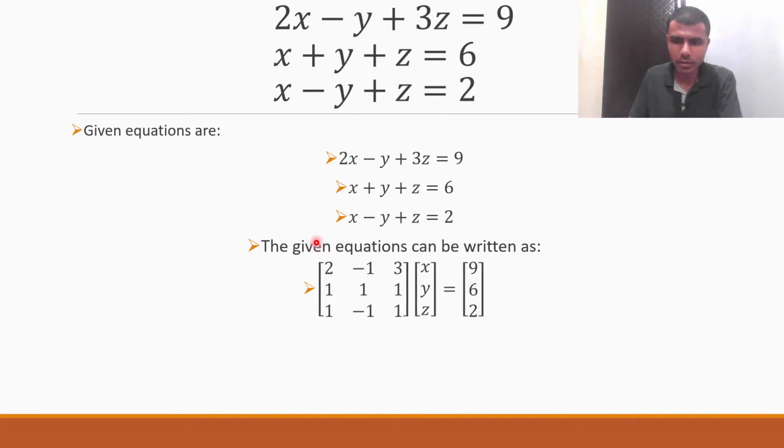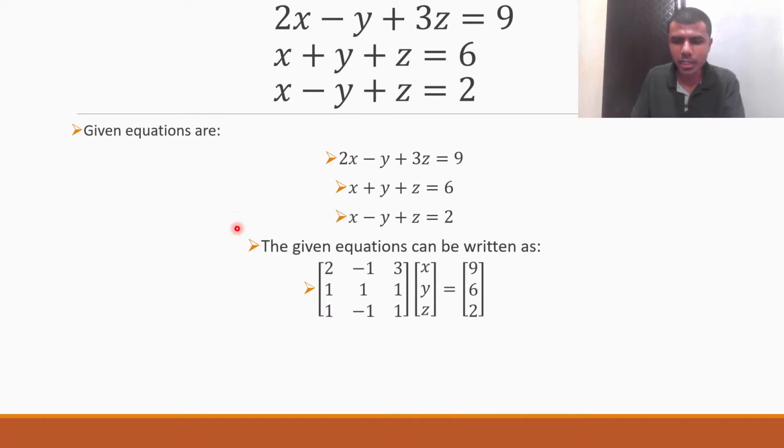How I constructed this: the first matrix is the coefficients. The first equation is 2x minus y plus 3z equal to 9. So I get 2, beside y there is minus 1, beside z there is 3. 2, minus 1, 3. And in the RHS I get 9. Likewise 1, 1, 1, since x plus y plus z means 1 into x plus 1 into y plus 1 into z, and 6 on the right. Next 1, minus 1, 1, and 2 on the right, with x, y, z.